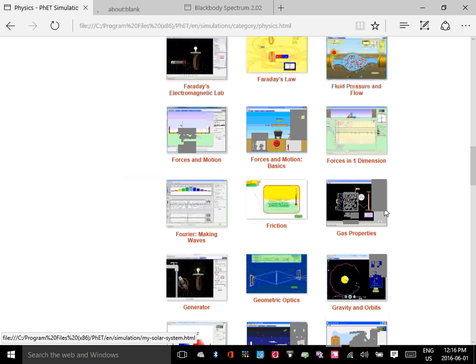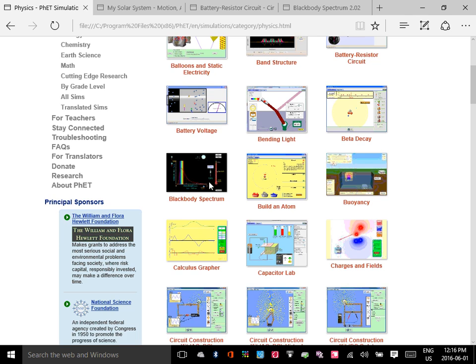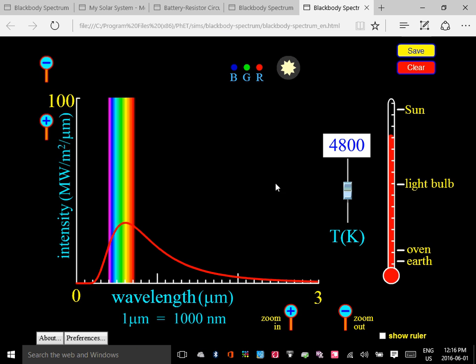Where's my Blackbody Radiation? Right here. 410 nanometers would be, this is not a scale, anyways. It would be blue light. So it would be in this region, right about here.